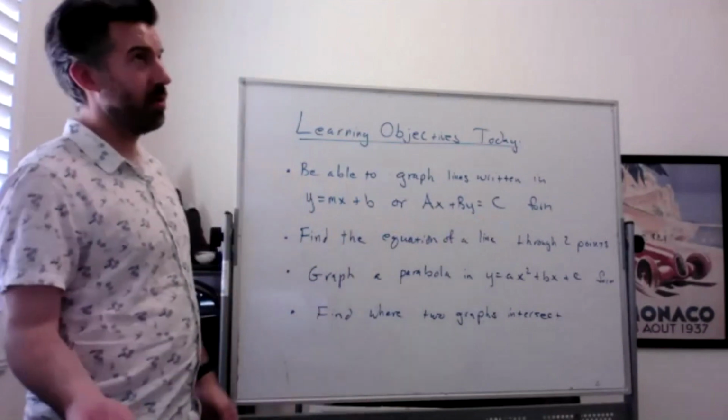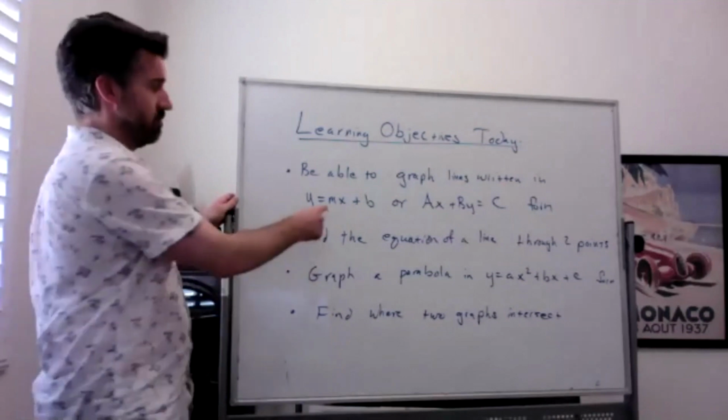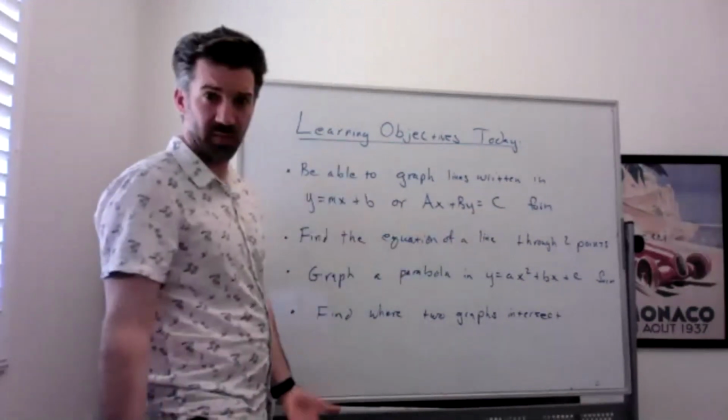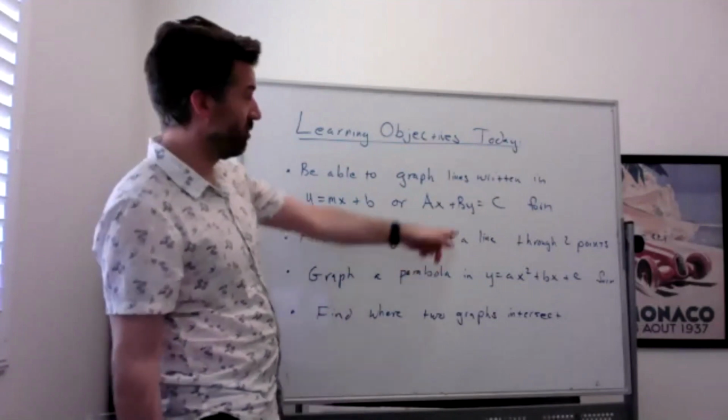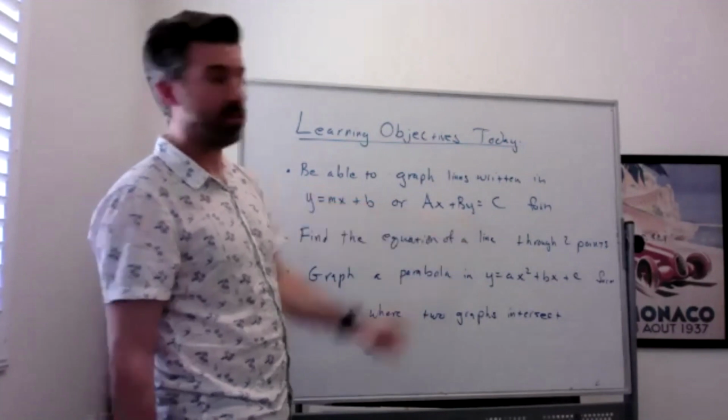And I will actually mention that in this form, the slope is m. In this form, we don't know what the slope is right off the top of our heads, right? The slope is not capital B in this form. You'd have to do some work to solve for the slope.